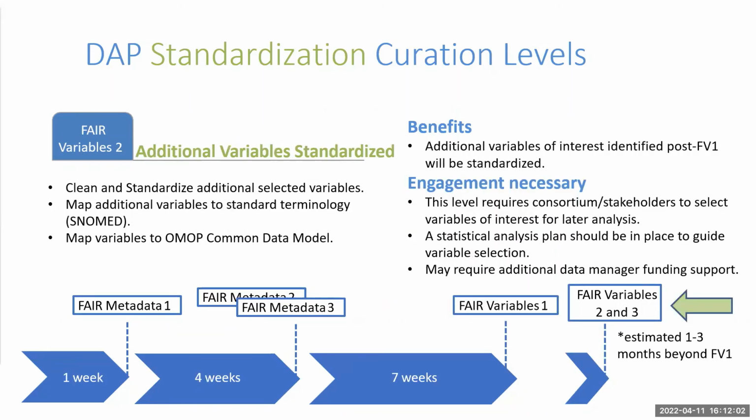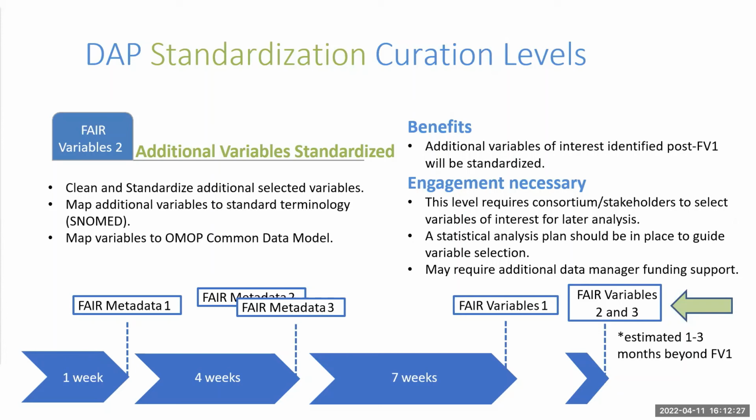So the next curation level is FAIR variables 2. This is essentially a continuation of the previous curation level, but we're adding more variables. Whereas in FAIR variables 1, we're going to focus on the most important variables. So for example, we'll probably almost always do the demographics domain and data about laboratory results, data about patient visits, for example, if they exist.